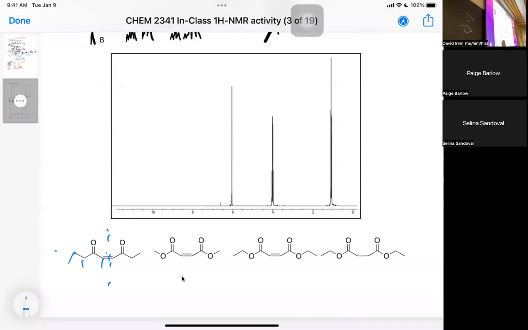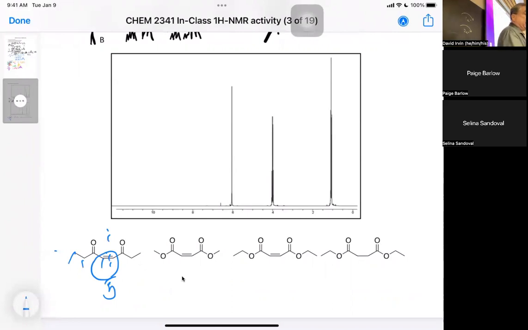Now, one of those signals on this one is going to be pretty high. It's going to be up near 5 because the one's on the alkene. We haven't done above 5 yet. So the alkenes are 5 and 6, benzenes are 7 and 8, right? So we're working our way down.